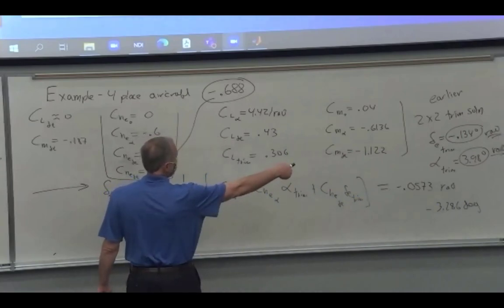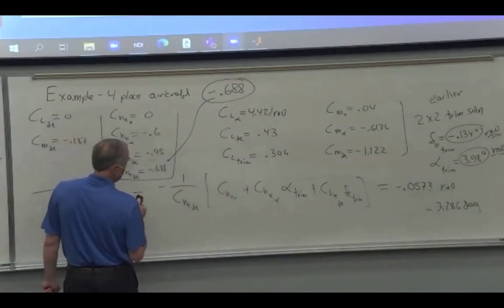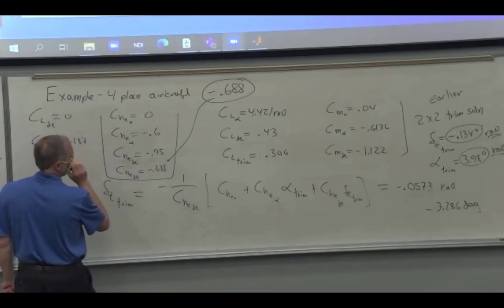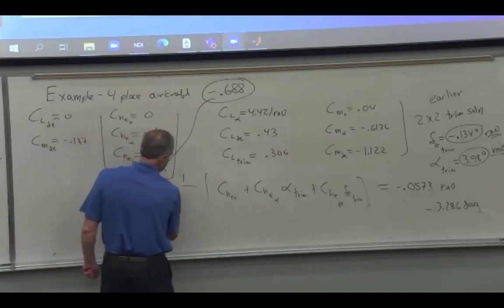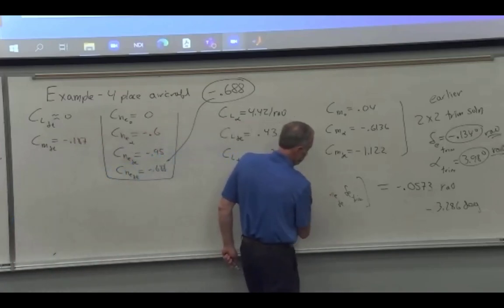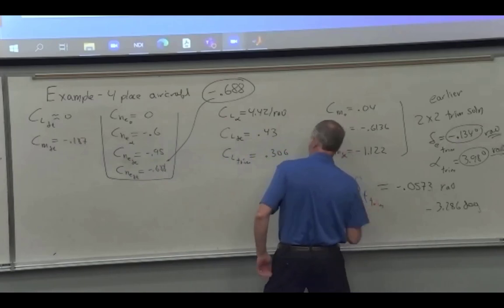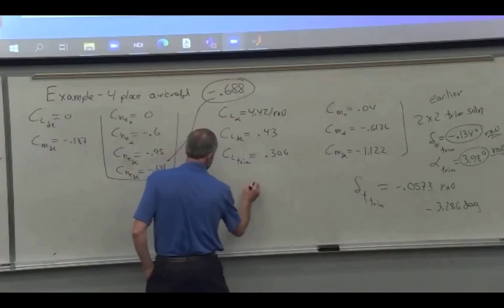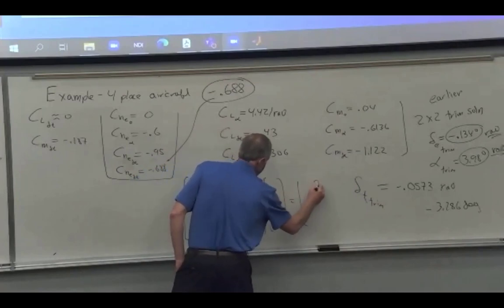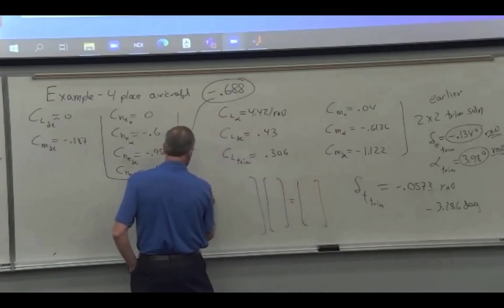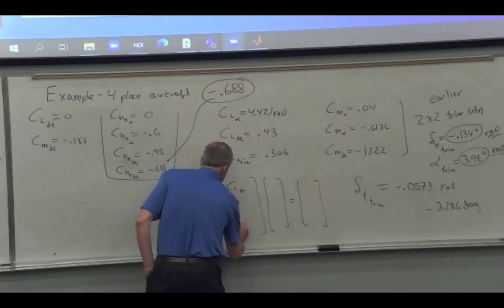And in fact, the 2x2 trim solution comes from, let's see, do I have room? We need those numbers, but I can erase down here, right? The equation. So this is delta T trim. As a reminder, that 2x2 trim solution that we use to get elevator and angle of attack is just CL alpha, CL delta E, CM alpha, CM delta E.